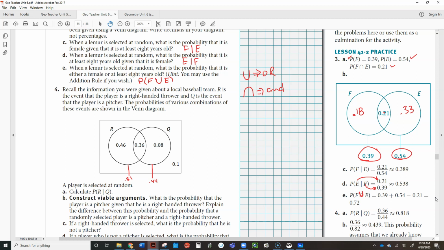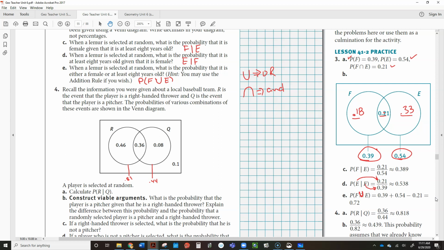Okay, and that means that we basically just add these 3 numbers together, because that's female, that's female and 8, and that's just greater than 8. So you just add those 3 numbers together. Now look what they did. They added these 2 numbers together. Now what's wrong with adding those 2 numbers together?